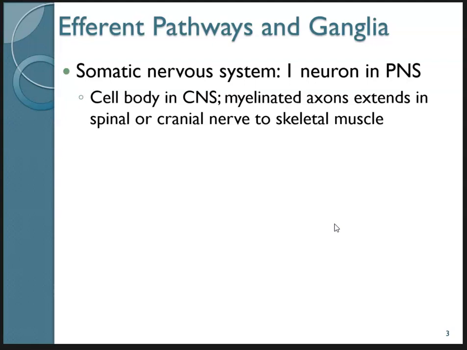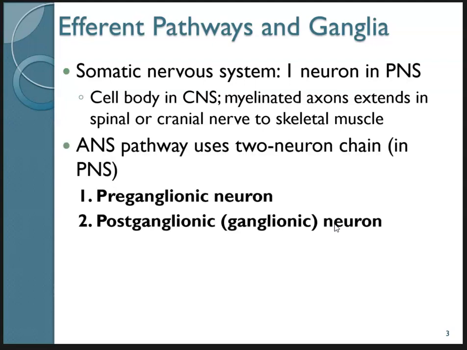These fibers, axons, are myelinated, while in the autonomic nervous system there are going to be two neurons in the peripheral nervous system itself. If you recall from conversations previously, a ganglion is a collection of cell bodies found in the peripheral nervous system. Also recall that motor neurons are multipolar.